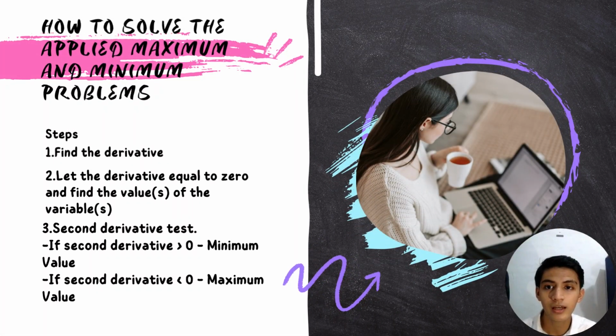How to solve the applied maximum and minimum problems? There are 3 steps. First, we need to find the derivative. Second, let the derivative equal 0 and find the values of the variable. And the third one is we need to do the second derivative test. If the second derivative is bigger than 0, it is a minimum value. But if the second derivative is less than 0, it is a maximum value.